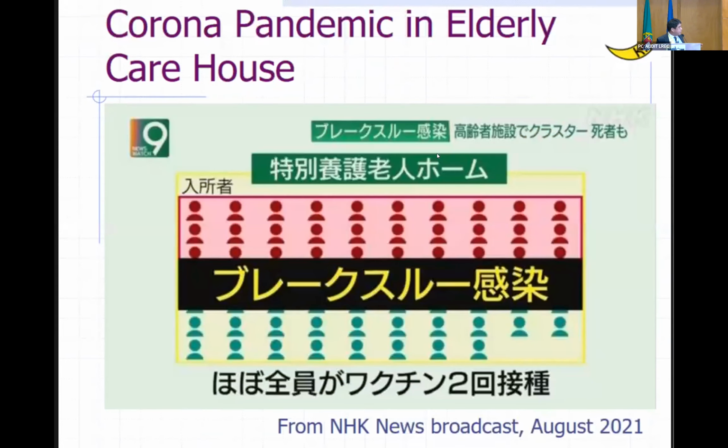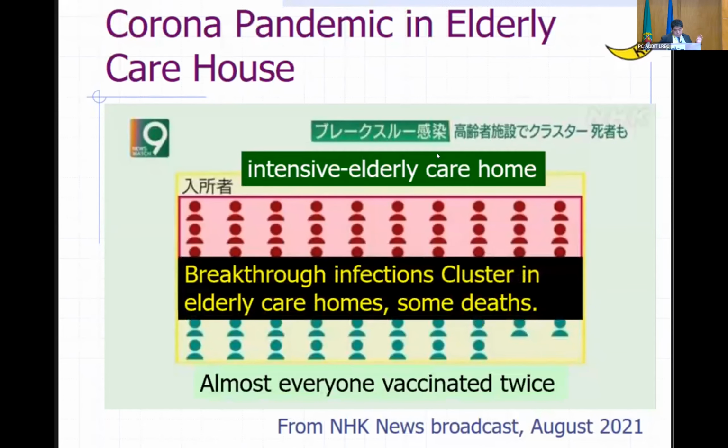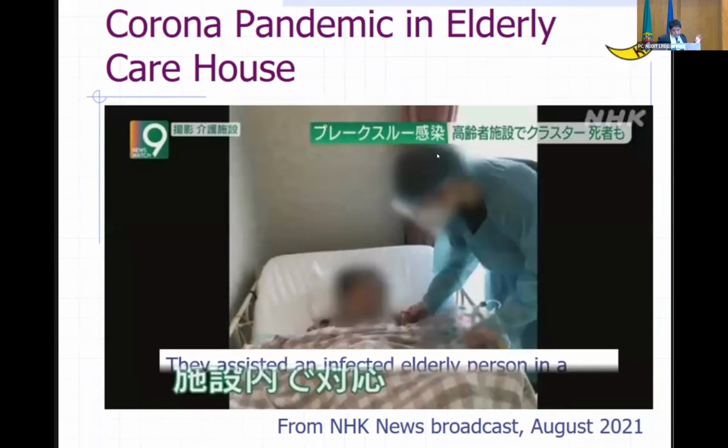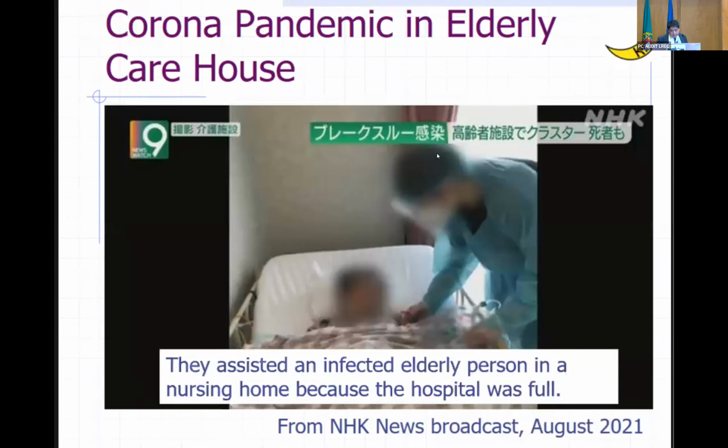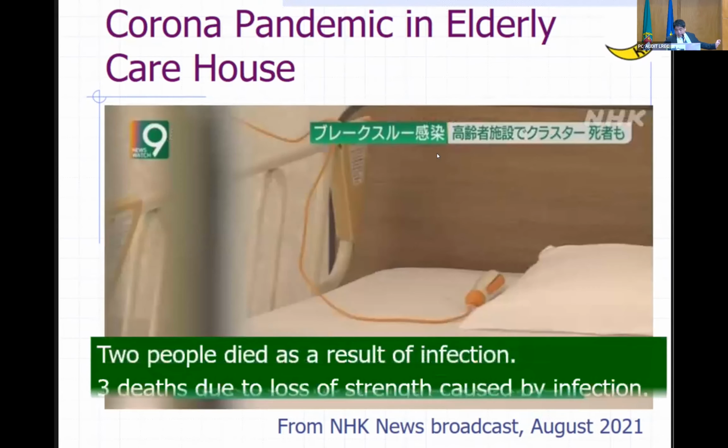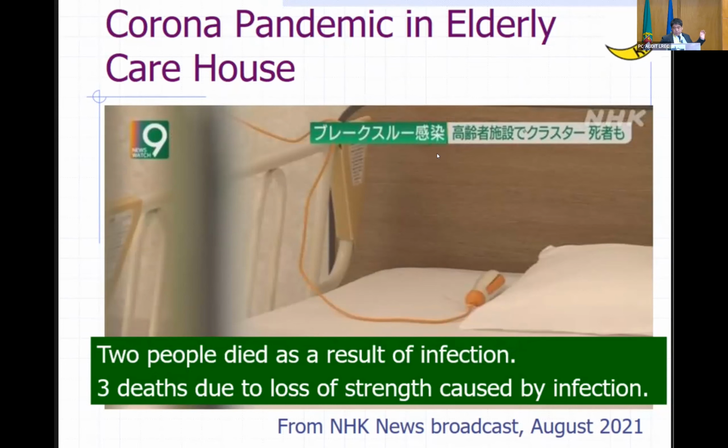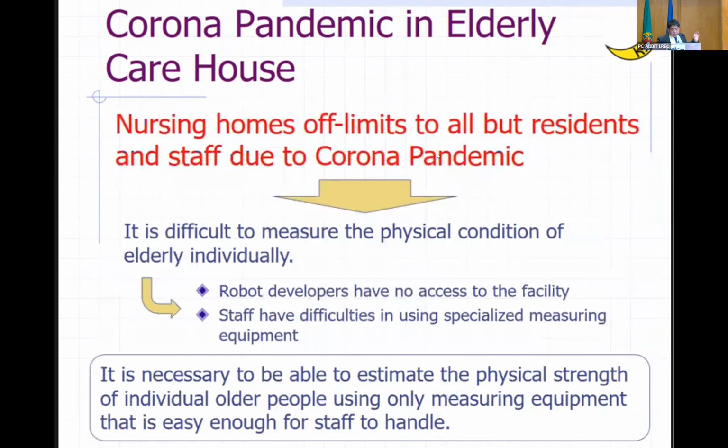This is TV news from last summer: a breakthrough infection cluster in elderly care homes and some deaths, they said. They assisted an infected elderly person in a nursing home because the hospital was full. As a result, 2 people died of infection, and 3 deaths were due to the loss of strength caused by infection. Very extremely serious conditions. So nursing homes are now off limits to all but resident staff due to the current pandemic.